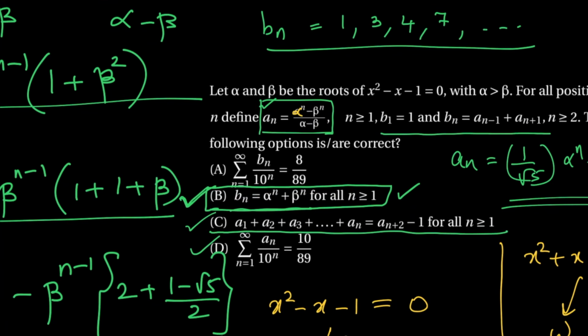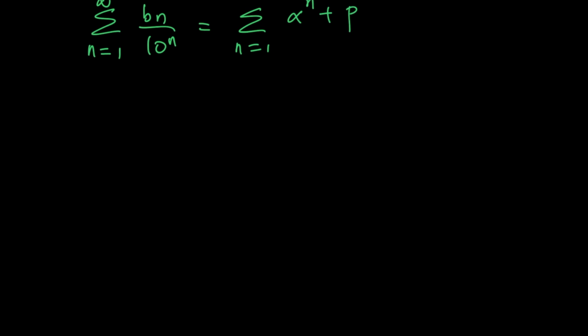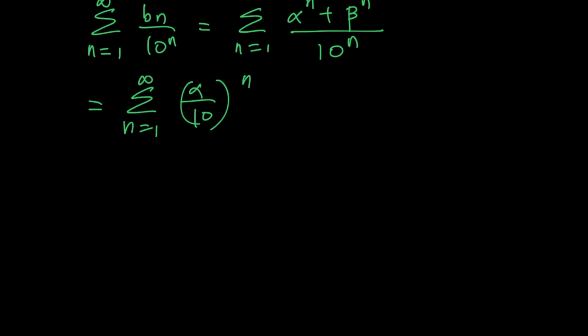Now the next option is option A. We have to evaluate sigma n equals 1 to infinity Bn by 10 power n. Sigma n equals 1 to infinity Bn by 10 power n is going to be sigma n equals 1 to infinity, Bn is alpha power n plus beta power n, by 10 power n. So this is sigma n equals 1 to infinity alpha by 10 whole power n plus beta by 10 whole power n. Again we have the sum to infinite terms of 2 GPs.